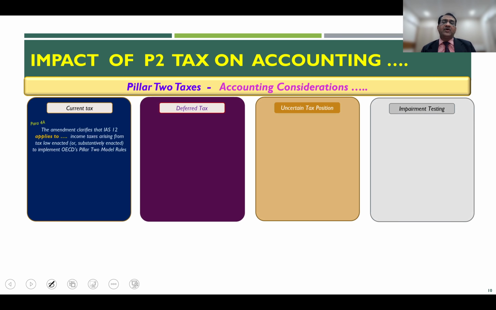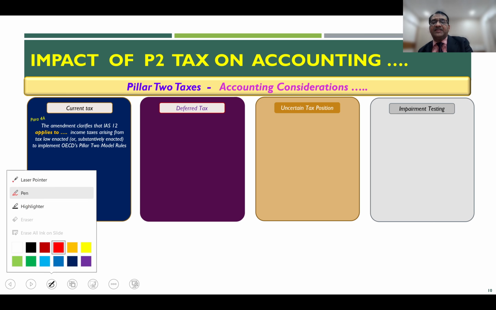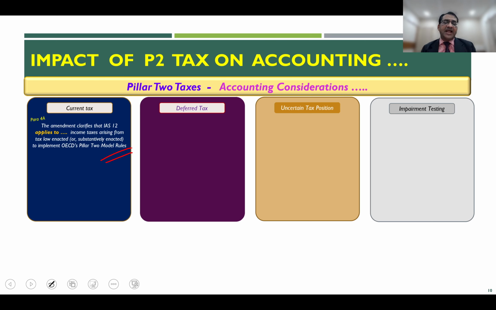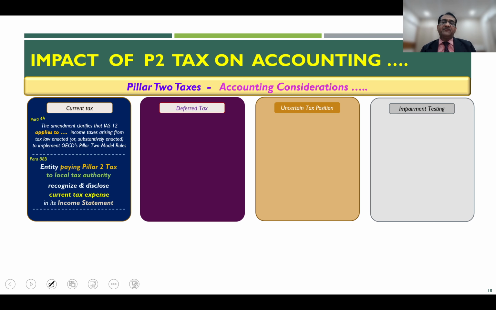So for example, if you look at it from a current tax perspective, paragraph 4A has been inserted in the standard, and that paragraph clarifies one of the questions which was there, whether IAS 12 Income Taxes applies to these Pillar 2 rules. Paragraph 4A gives clarity to that. It says yes, the amendment clarifies that IAS 12 applies to income taxes arising on account of the tax laws which have been enacted to implement Pillar 2 rules. So that clarification has been given by paragraph 4A.